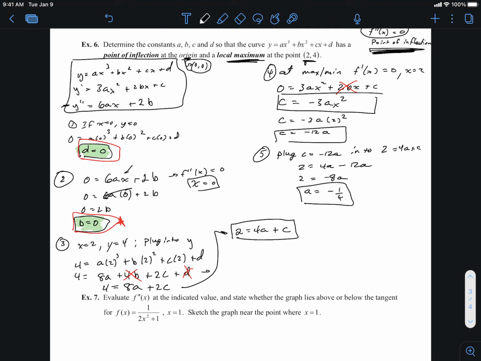Okay, we now have 3 of our 4 coefficients. They're in green. We can now find what c is going to equal because I know what a is. Step 6 is use this equation. C is equal to negative 12 times negative 1/4, that went in there for a. And we can say, okay, well, c is equal to 3.